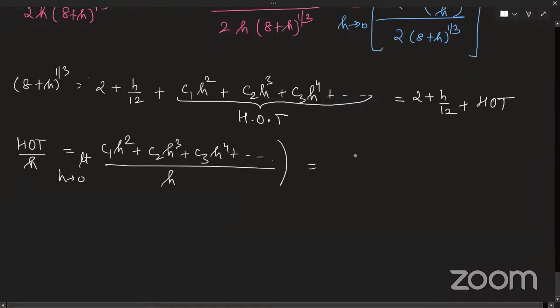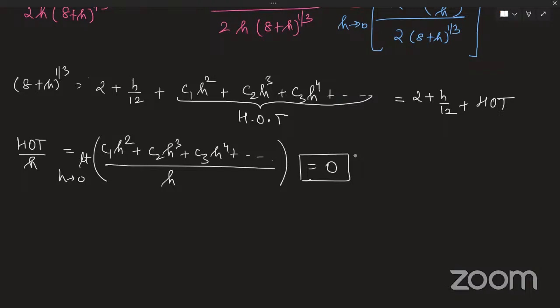Anyone? Navneet? 0, sir. It will be 0. Why is it 0 by 0? Yes, it is 0 by 0, obviously. But the final value is 0. Why is it 0?